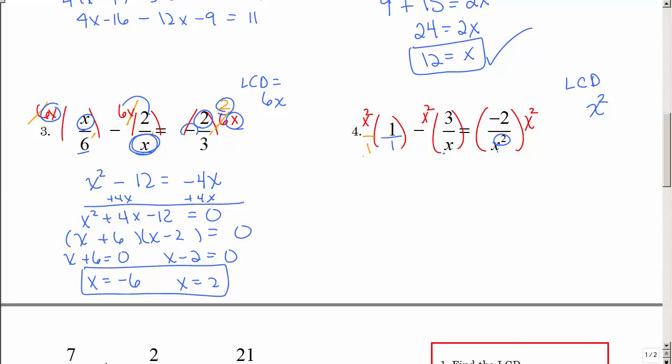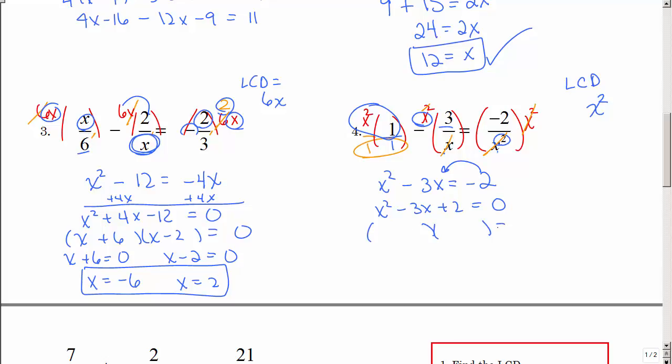So what happens here? Nothing cancels because I already have a 1 in the denominator. Here I'm going to divide out and just be left with x, and here x squares divide out. So I'm left with 1 times x squared. I'm left with an x and the 3, and here that's just negative 2. So again I have a quadratic. I'm going to add 2 to both sides, set it equal to 0.